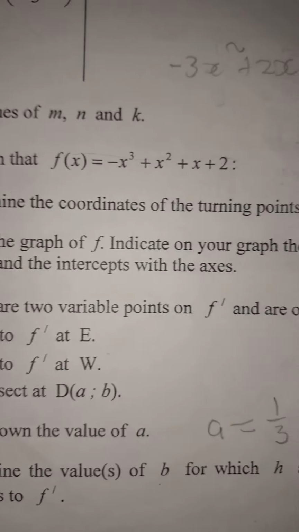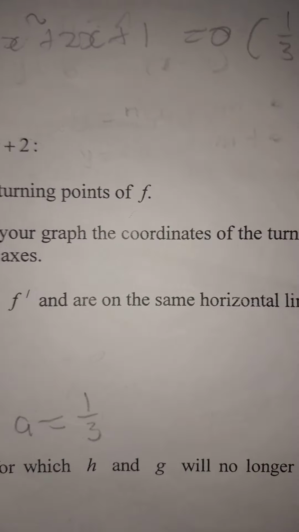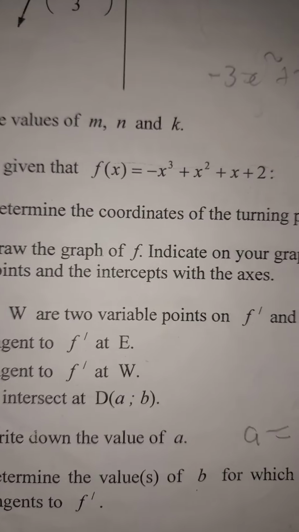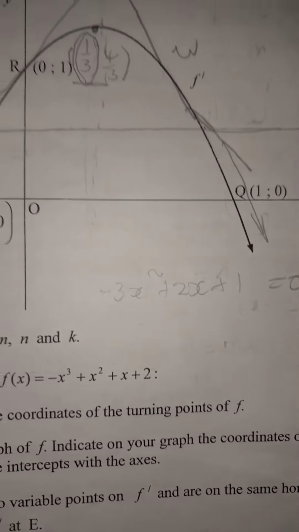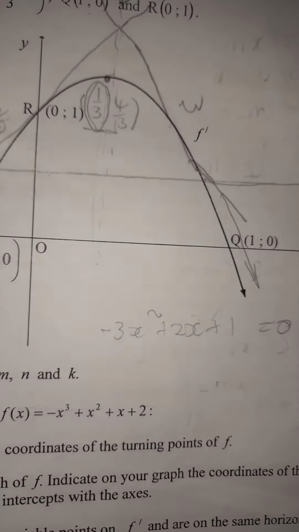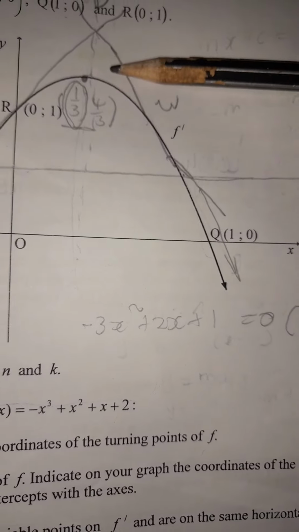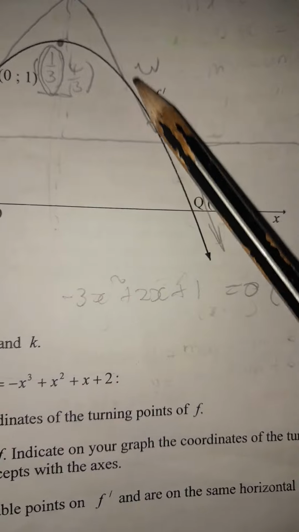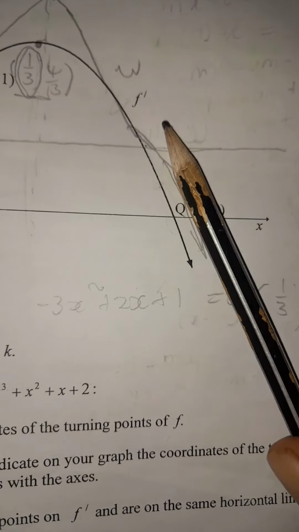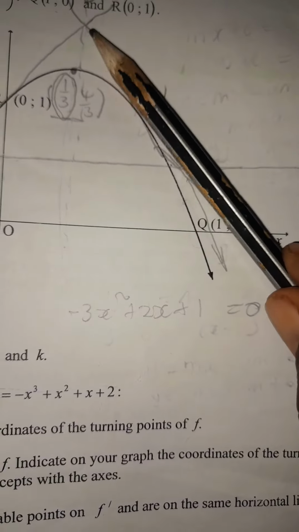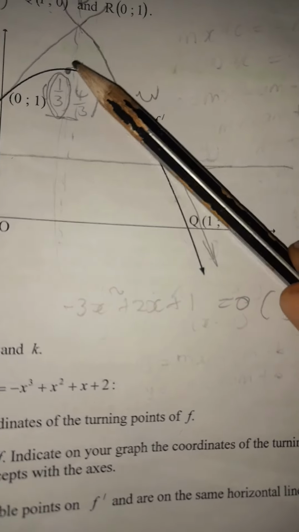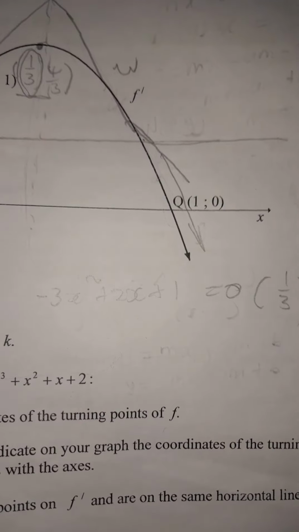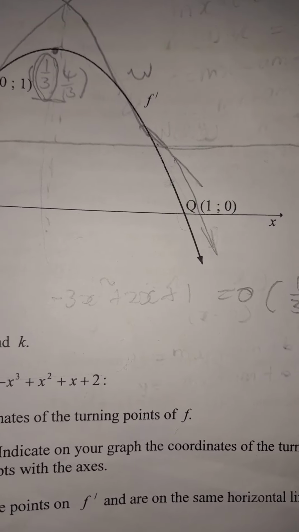8.3.2, determine the values of B for which H and G will no longer be a tangent of the first derivative. When they say it will be no longer, meaning that when we move this line, when we shift this tangent, it will touch twice now. When you redraw it, when we move this, it will touch twice. So in the graph, it will touch twice. It will become now a secant.